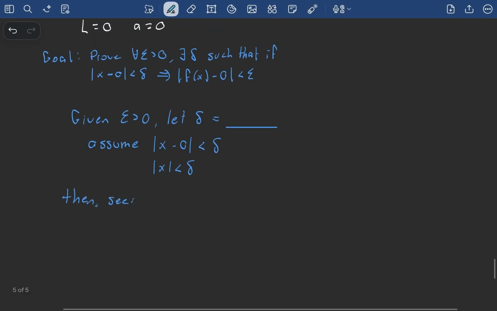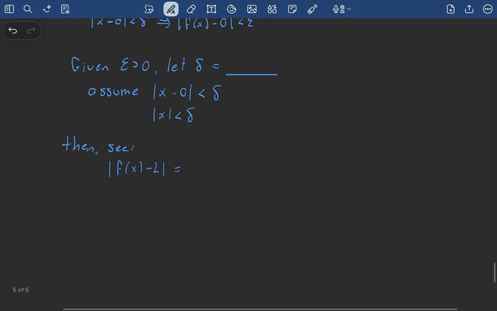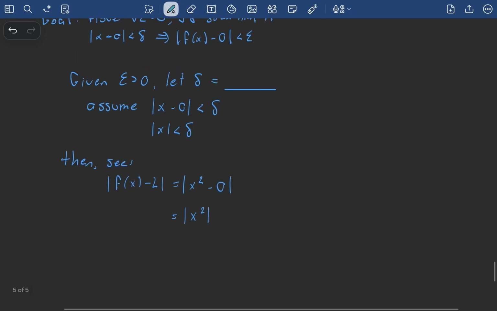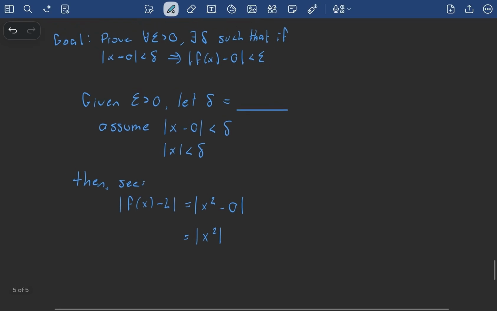let's consider our absolute value of f of x minus L. That's equal to, f of x in this case was x squared, the absolute value of x squared minus 0. And that's just equal to the absolute value of x squared. Now, here you've got something different. In our previous case, we ended up getting back exactly what we assumed. But in this case, it's just a little different. In this case, we can use some properties of the absolute value to get what we want.